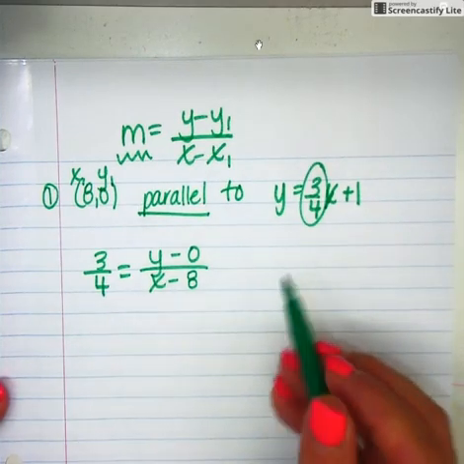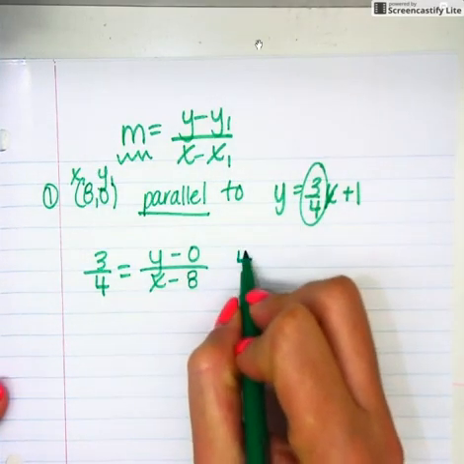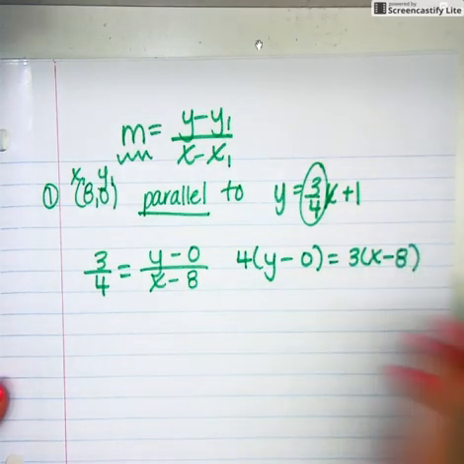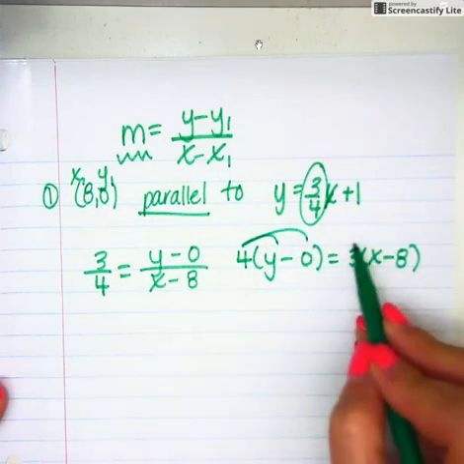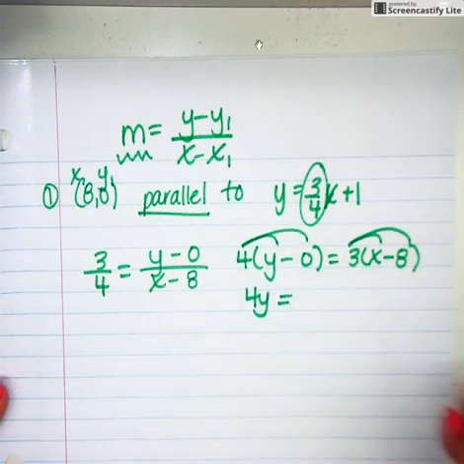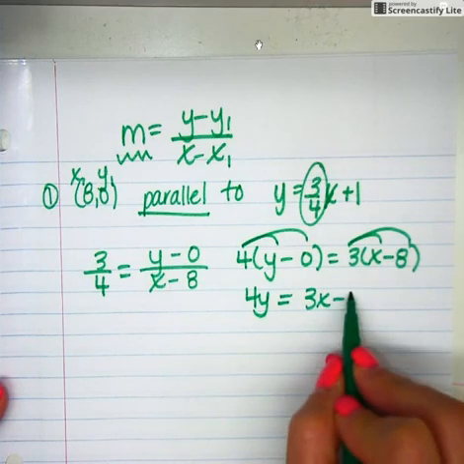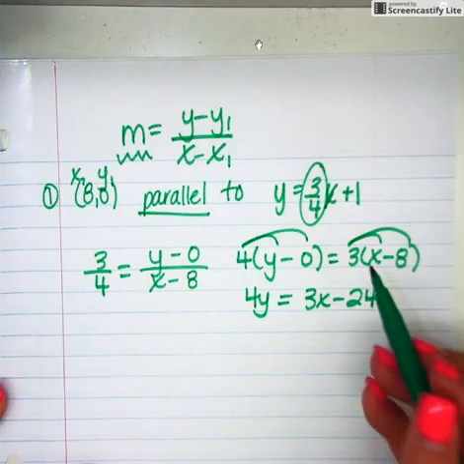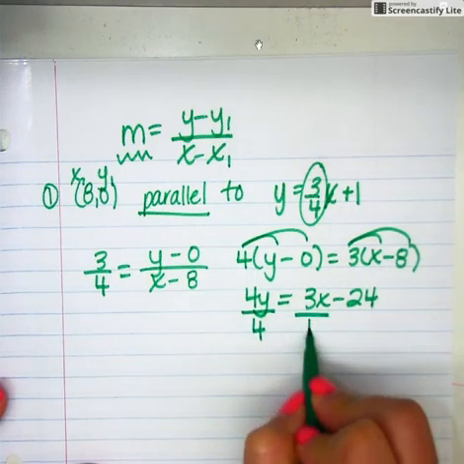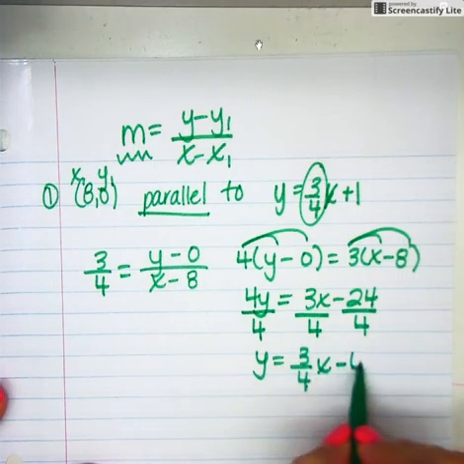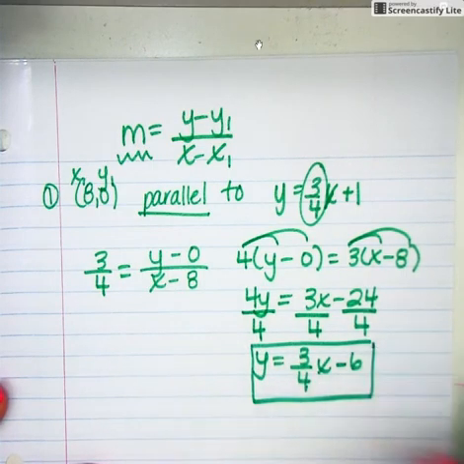In slope-intercept form, you want y to come first, so I'm going to multiply my y first. From here, you distribute. Four times 0 is 0, so I didn't write that down here with the 4y. And then to get y all by itself, I am simply going to divide by 4. So y equals 3/4 x minus 6. This should be your answer to problem number 1.